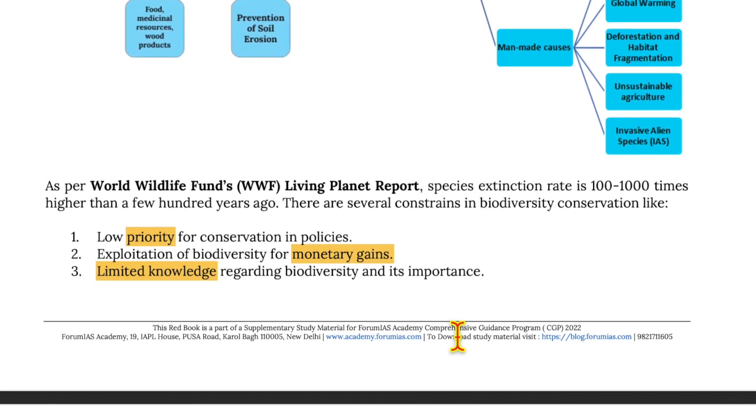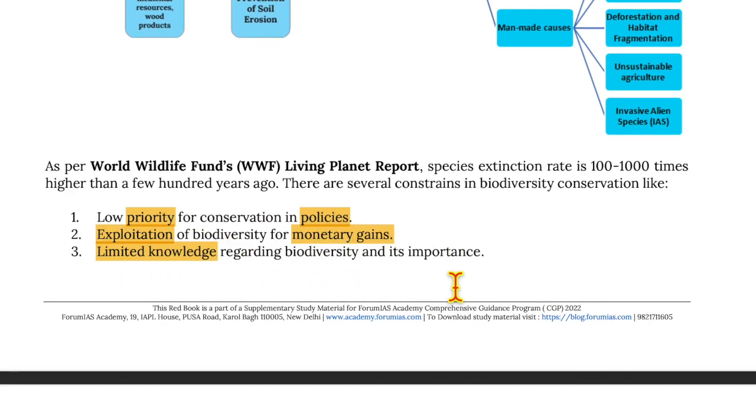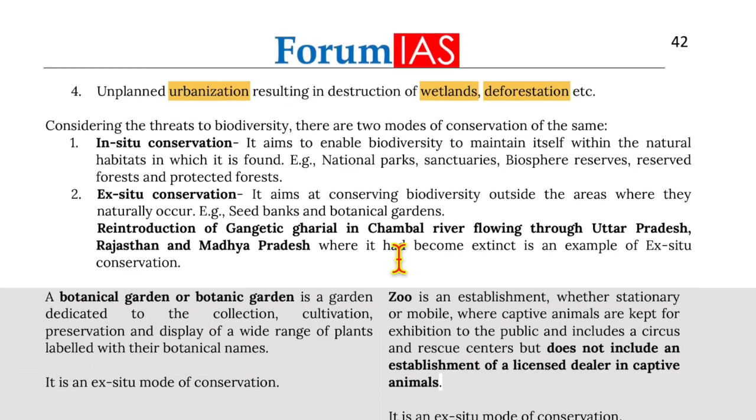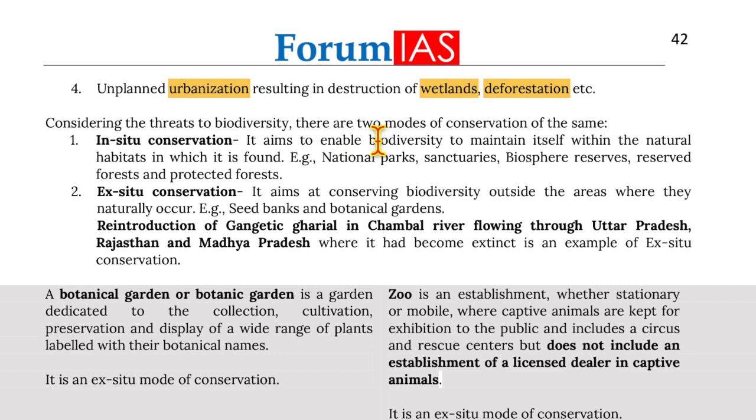Now, as per the World Wildlife Fund's Living Planet report, the species extinction rate is 100 to 1000 times higher than a few hundred years ago. There are several constraints in biodiversity conservation, like low priority for conservation in policies, exploitation of biodiversity for monetary gains, limited knowledge regarding biodiversity and its importance, and unplanned urbanization resulting in destruction of wetlands, deforestation, etc. Now, considering the threats to biodiversity, there are two modes of conservation, that is in situ conservation and ex situ conservation.